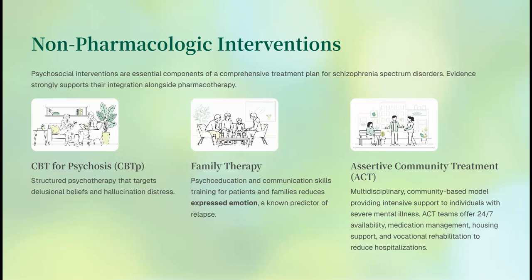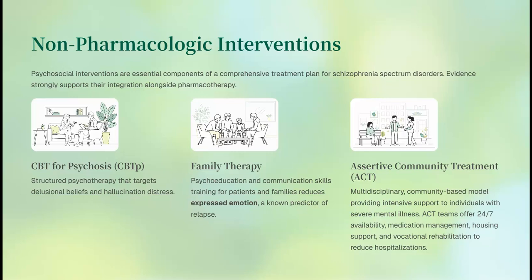Non-pharmacologic interventions, psychosocial interventions, they're just as critical as medication. They work together for best outcomes in schizophrenia spectrum disorders. CBT for psychosis, or CBTp, that's structured therapy targeting the delusions and the hallucinations. It teaches patients to evaluate their beliefs and develop practical coping strategies, reduce distress and functional impairment, and CBT is backed by the APA.